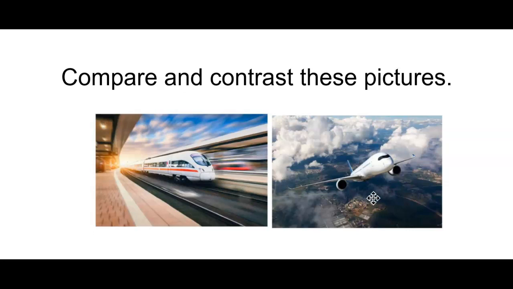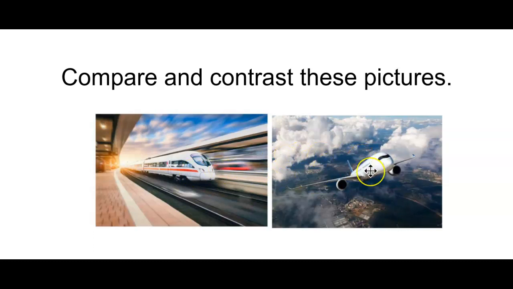Welcome back. Let's compare these pictures now. We see that there are two forms of transportation here. Transportation means something that we use to get from one place to another. We also see that both of these items of transportation are probably moving very quickly. They're probably traveling far distances. And it's daytime.